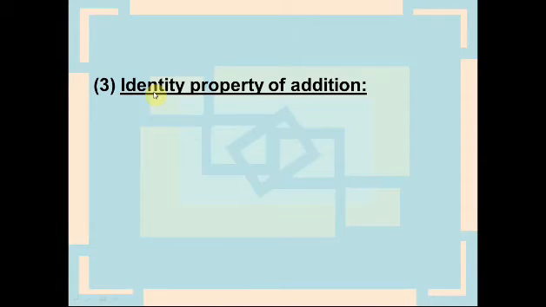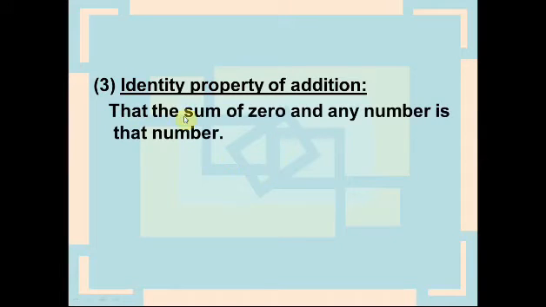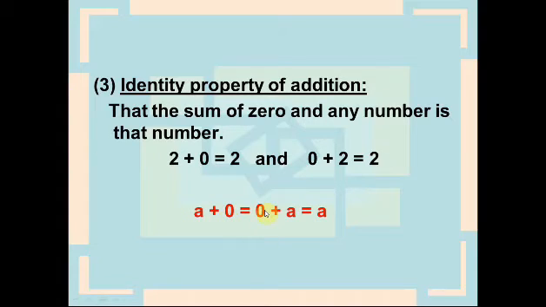The third property, identity property of addition. That the sum of 0 and any number is that number. Like 2 plus 0 equals 2 and 0 plus 2 equals 2. It means A plus 0 equals 0 plus A equals A.